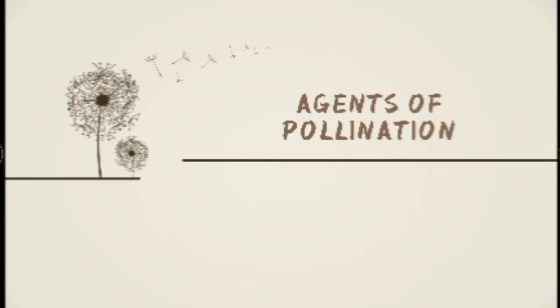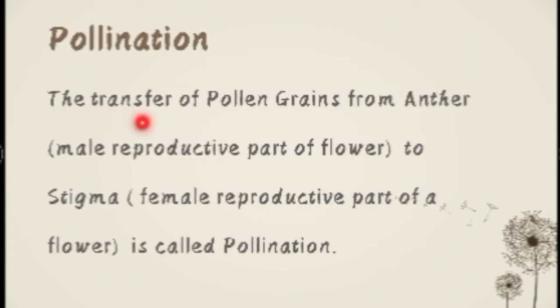First, let us know what pollination is. The transfer of pollen grains from anther to stigma is called pollination. Now, what is anther? Anther is the male reproductive part of a flower and stigma is the female reproductive part of a flower. The process of transfer of pollen grains from the anther to the stigma is called pollination. In simple words, pollination is the transfer of pollen grains from anther to stigma.